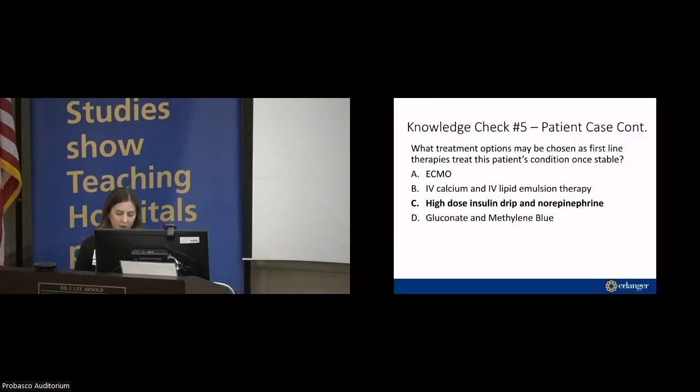Yeah, so remember, recommended for both beta blocker and calcium channel blocker overdose, the high dose insulin and vasopressor therapy are going to be the two that are recommended first line after initial management before things like methylene blue or ECMO. IV calcium can be used in calcium channel blocker overdose for bolus therapy initially. Lipid emulsion therapy is a refractory therapy, and gluconate is not used.